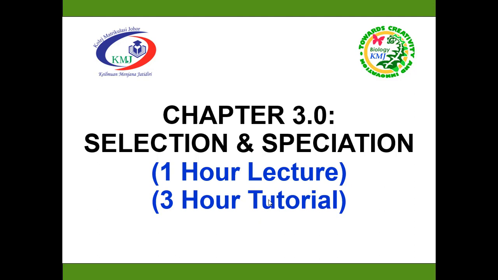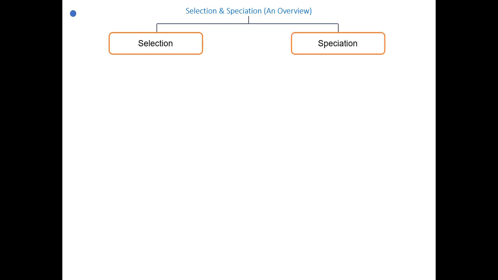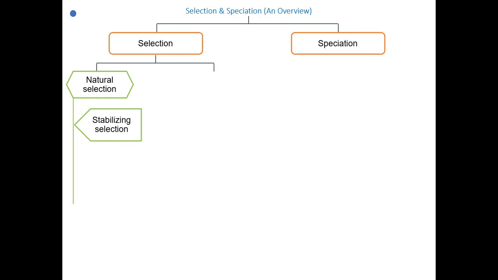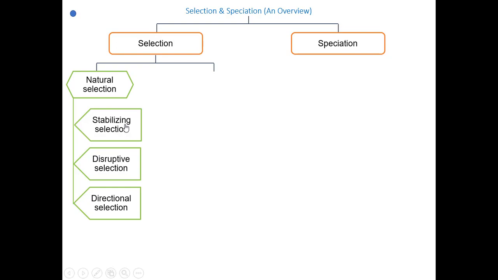Today I am going to share with you about chapter 3, which is selection and speciation. This topic, selection and speciation, is divided into two main subtopics. The first one is selection. The second one is speciation. Under the subtopic of selection, we have natural selection that consists of stabilizing selection, disruptive selection, and directional selection.